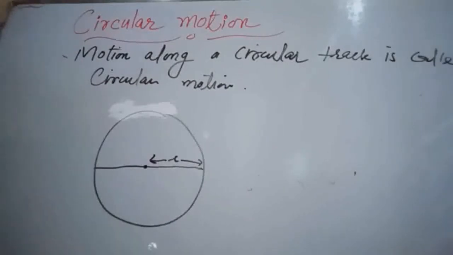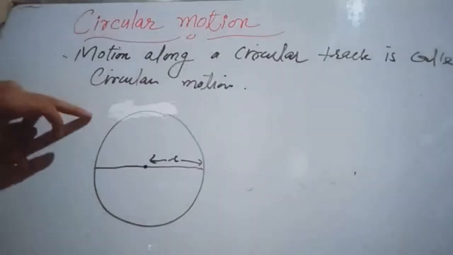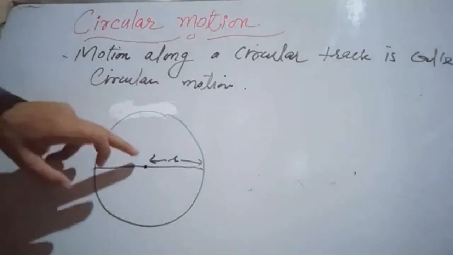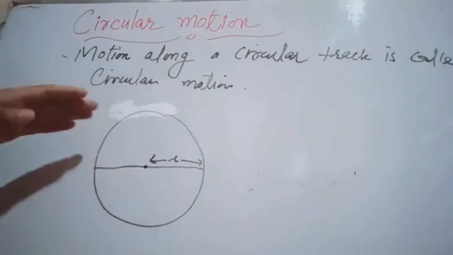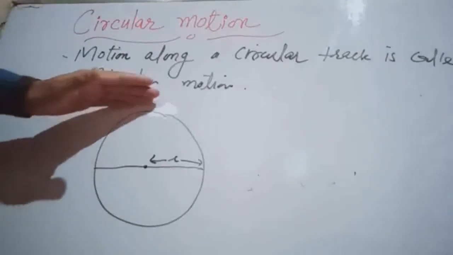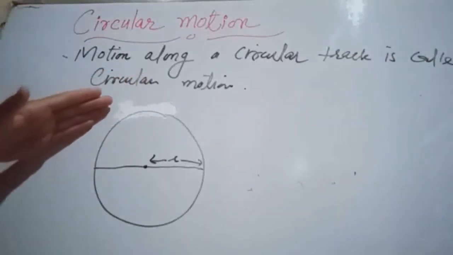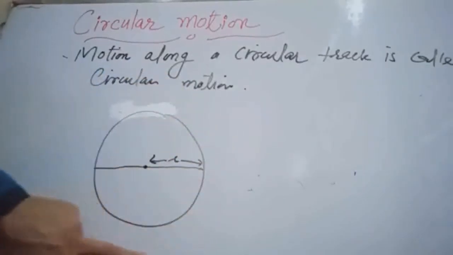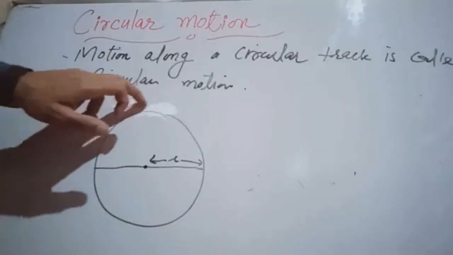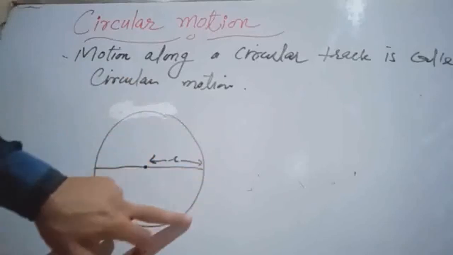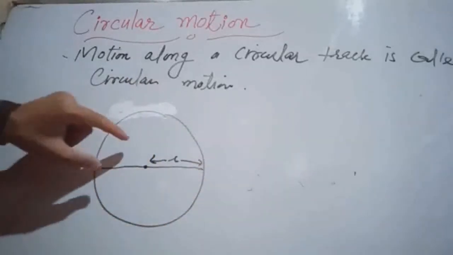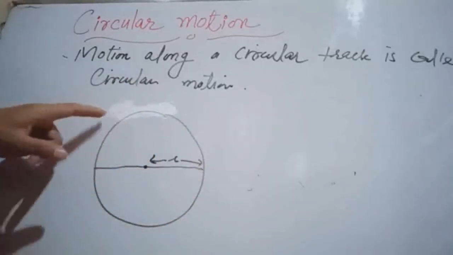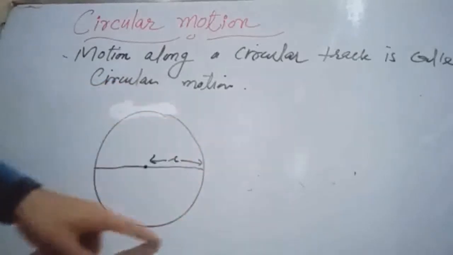And if an object moves on a circular path of constant radius with uniform speed, that motion will be called uniform circular motion. If the body is moving with uniform speed, that motion will be called uniform circular motion.